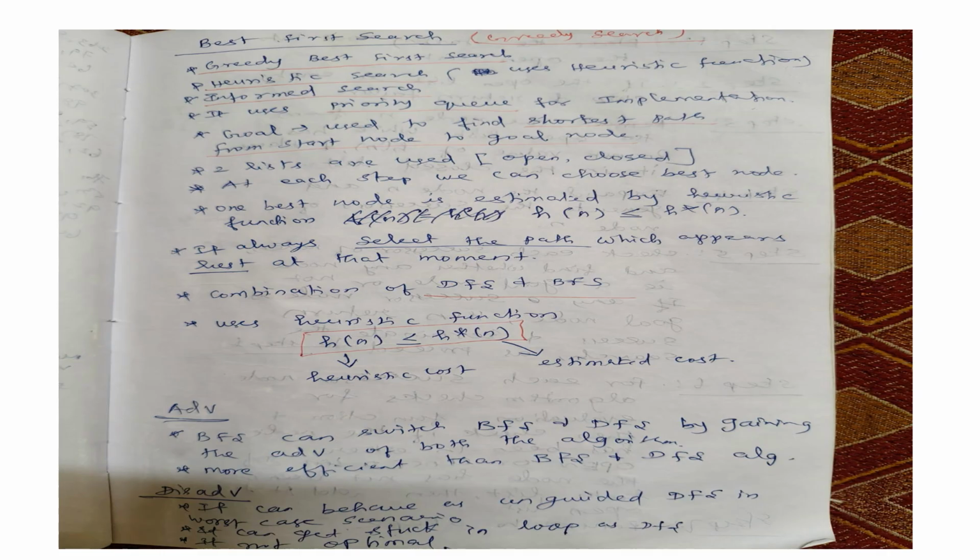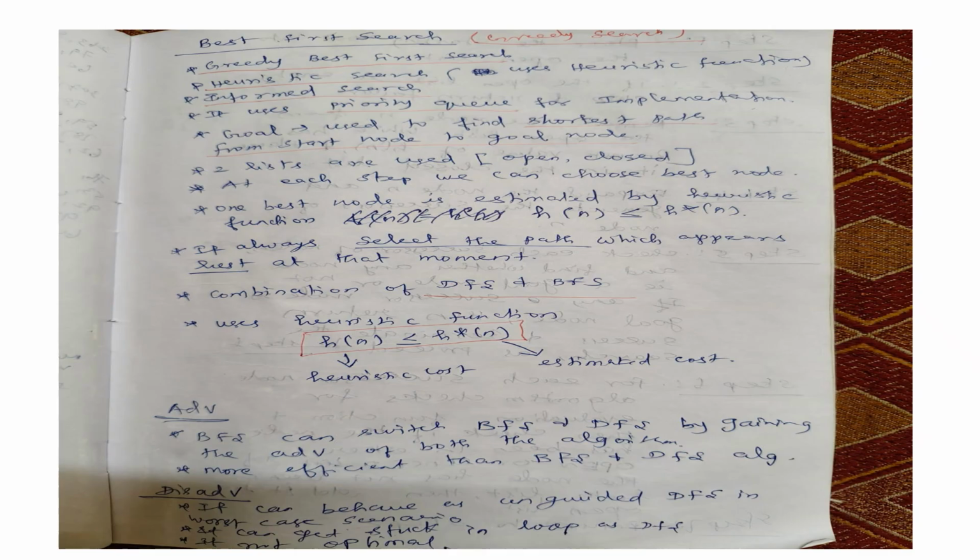Informed search we already know about: it uses information already known about the problem, in the form of heuristic values. It is a combination of BFS and DFS that has information about the direction likely to lead to the goal. It uses a priority queue, so the open list is maintained as a priority queue.